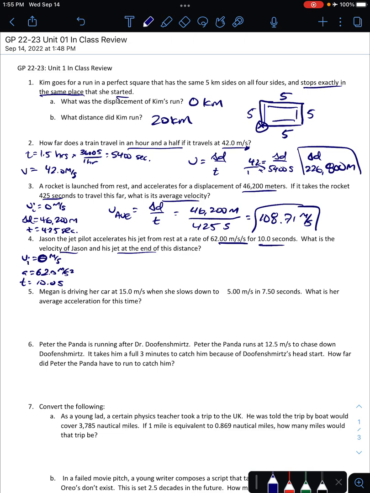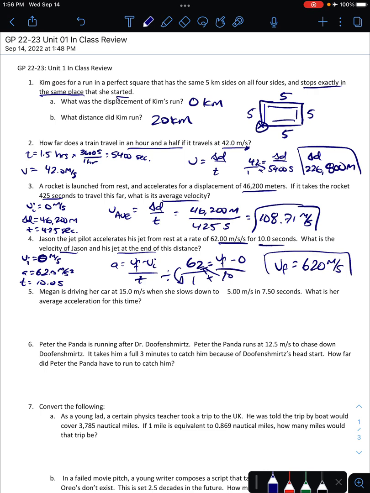All right, so then we'll use A equals VF minus VI over T. 62 equals VF minus 0 over our time of 10 seconds. All right, ratio that up, multiply those two together, divide by 1 over there. My VF here should be 620 meters per second.